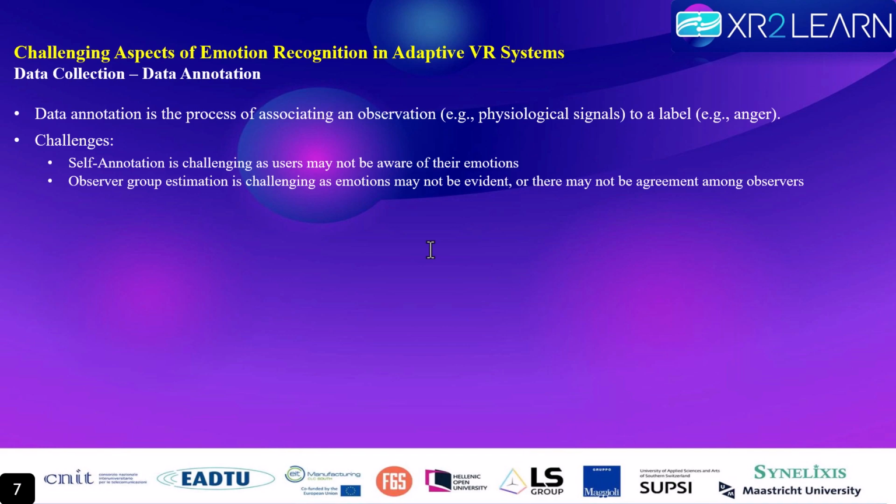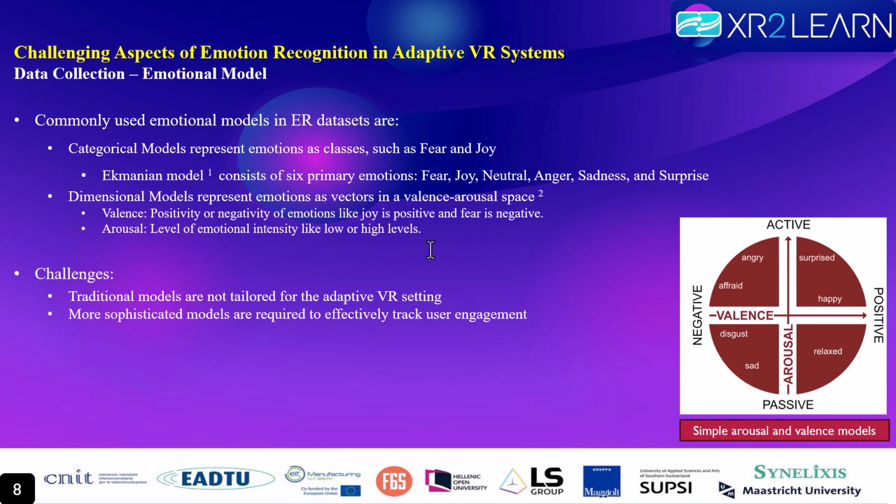Another data collection challenge is data annotation. Data annotation is the process of associating an observation like a physiological signal with an emotion, for example, anger. Challenges are that self-annotation is challenging as users may not be aware of their emotions. Observer group estimation, which is another method, is challenging as emotion may not be evident, or there may not be agreement among observers.